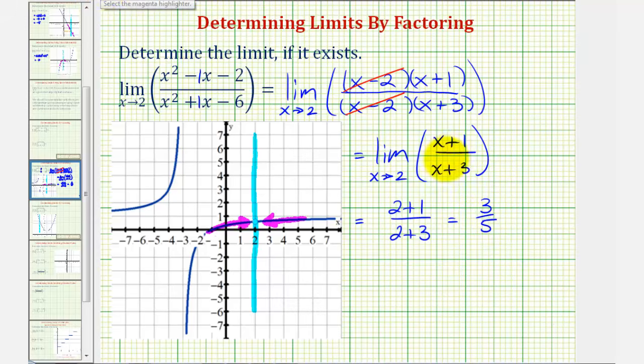Our limit is equal to 3/5, meaning as we approach x equals 2 from the left and the right, we are approaching the function value of 3/5. Remember, the function values are the y values.